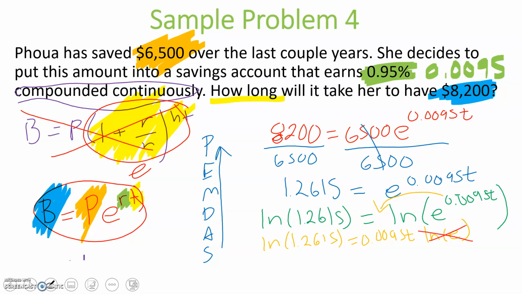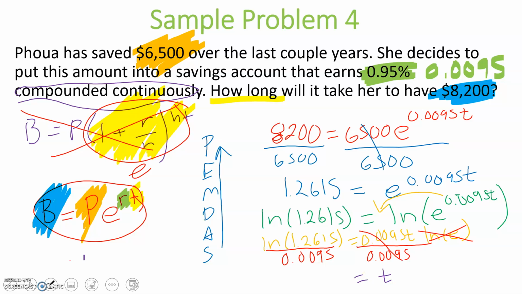So remember, our objective is to get t by itself. The only thing with the t currently is that 0.0095. So we're going to divide both sides by 0.0095. They're going to cancel on the right, and then all we have left on the right is t.